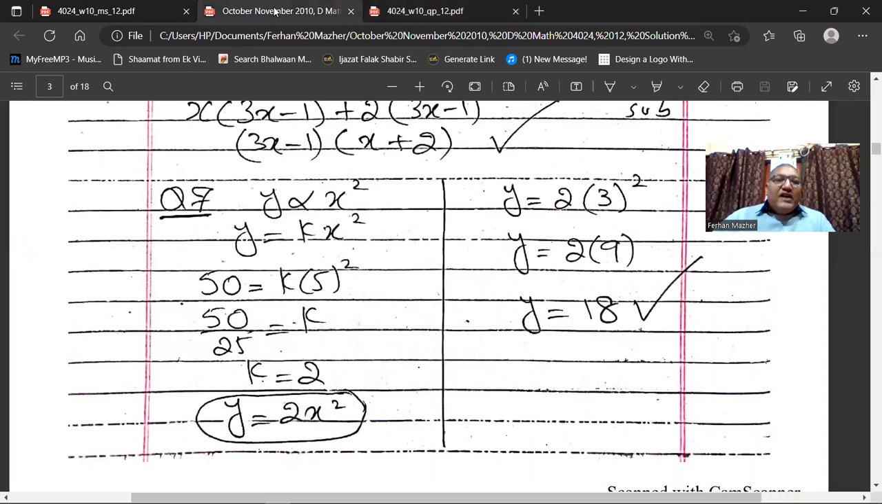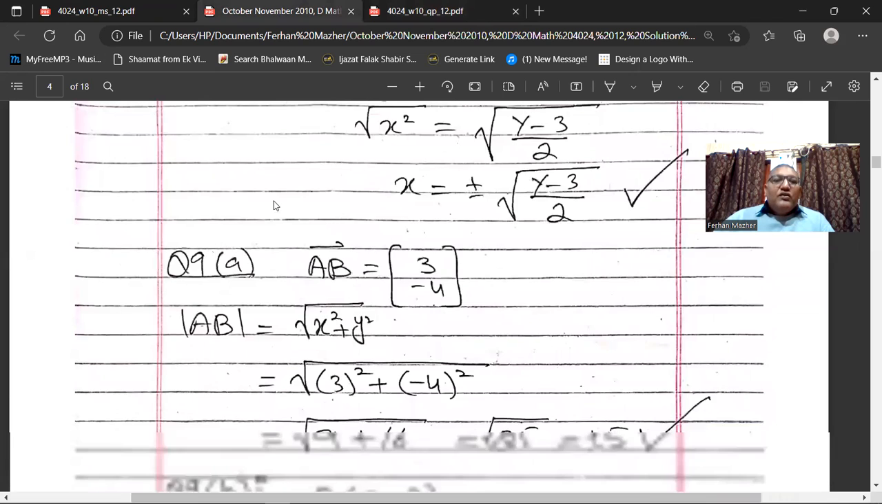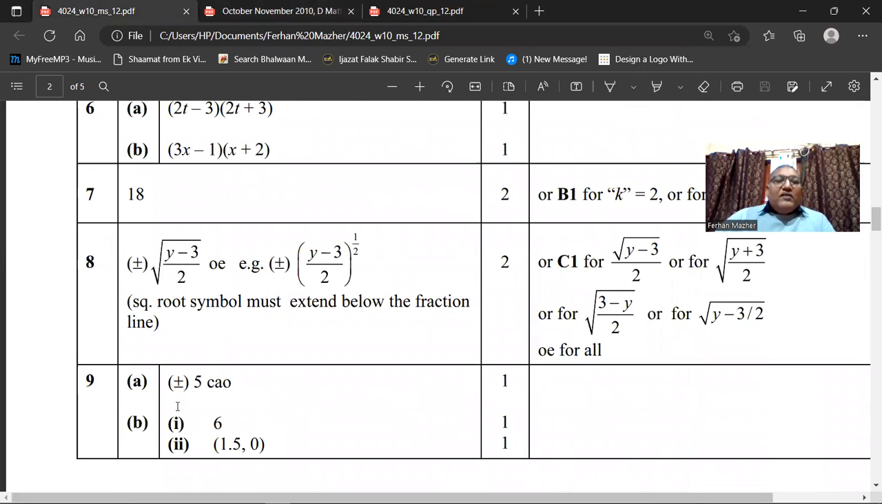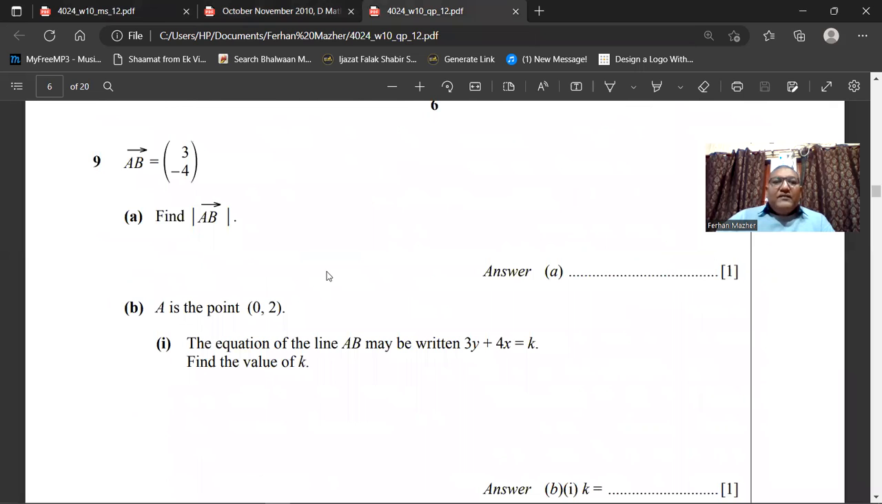So x is 3, y is minus 4. So the magnitude of the AB will be equal to the square root, and under the radical we will have x square plus y square. So radical sign, and under it we will have 3 square plus, in brackets, minus 4 and its square. So you will get the square root of 9 plus 16. That will be the square root of 25, and that will be 5. So our length will be plus minus 5. So our answer is 5. Basically, it will be positive 5.